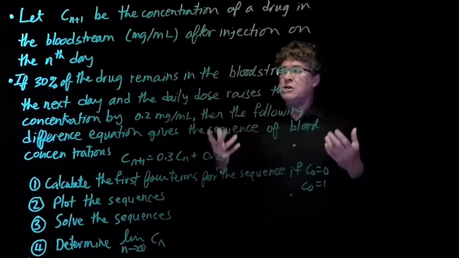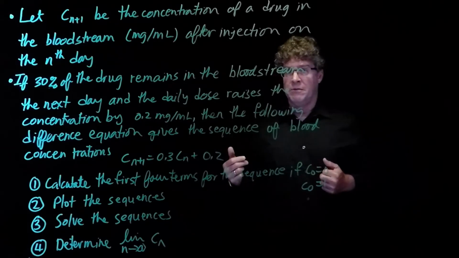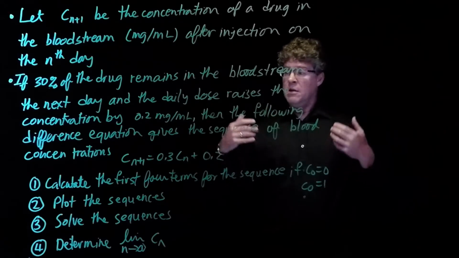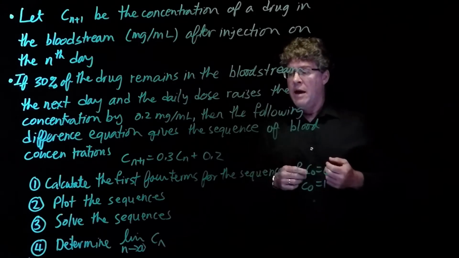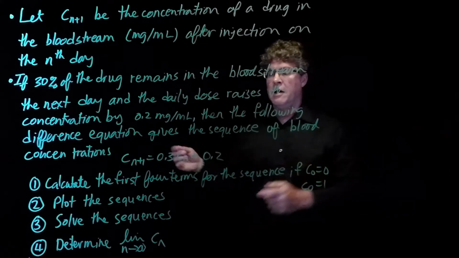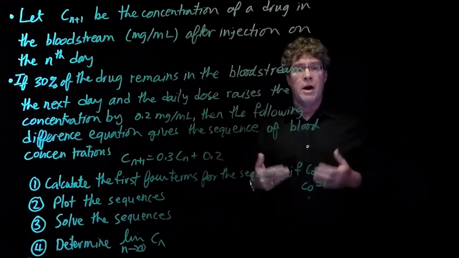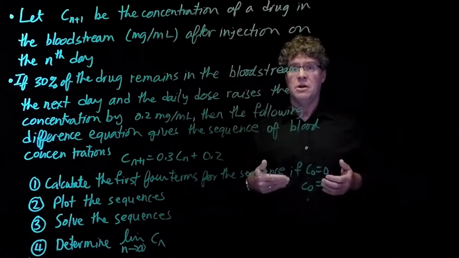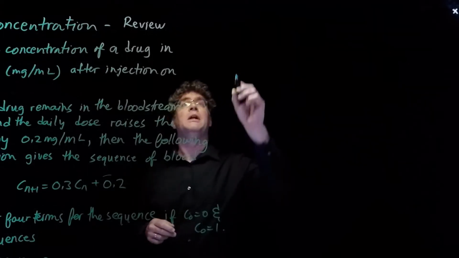And then we're going to actually write down the solution to this equation using a formula from week 2 of the course. And then after writing down the solution, we're going to look at the limit as n goes to infinity of C sub n. And this will allow us to determine what happens to the blood concentration of the drug in the patient after many days. So let's start with 1.